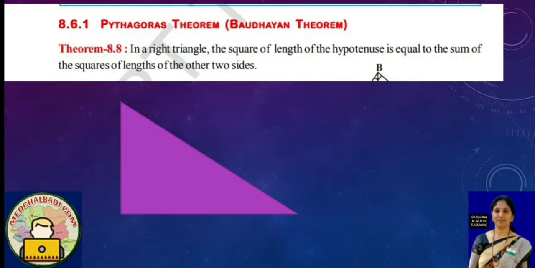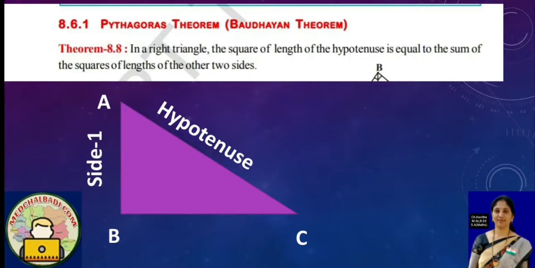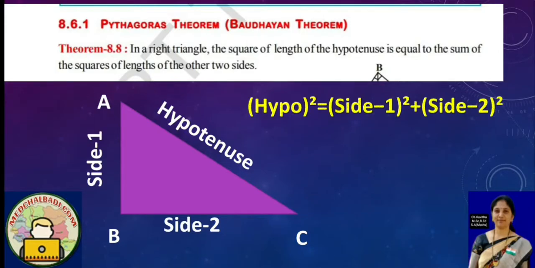So consider a right angle triangle ABC. Here at B we have the right angle, so AC becomes the hypotenuse, and this is side 1 and this is side 2. Then what does the Pythagoras theorem say? He says that the square of the hypotenuse is equal to the sum of squares of the remaining two sides, that is side 1 square plus side 2 square.